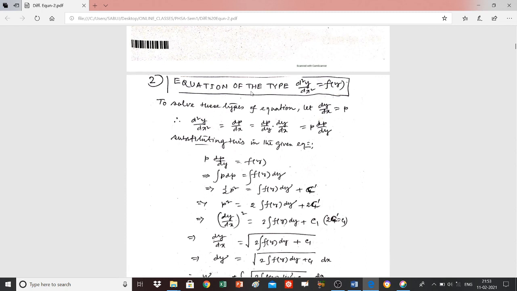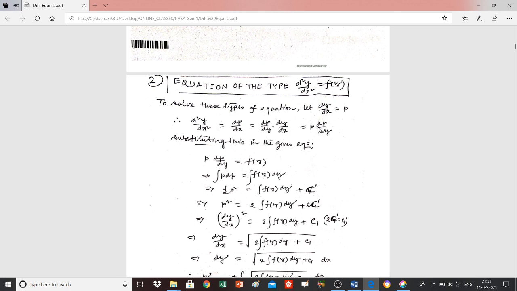To solve this equation you have to use a substitution. The substitution is dy by dx is equal to p. Just substitute dy by dx is equal to p. So from here you can write d2y by dx square is equal to dp by dx, and you can write this as dp by dy times dy by dx. From the knowledge of partial derivatives you can write this, and you know that dy by dx is equal to p, so it is p dp by dy.